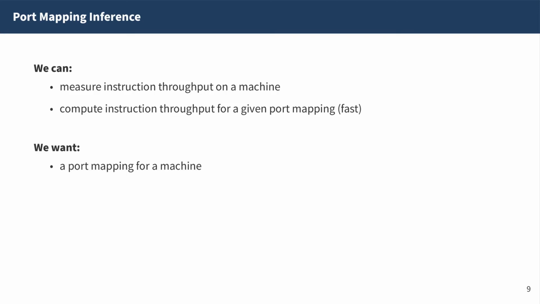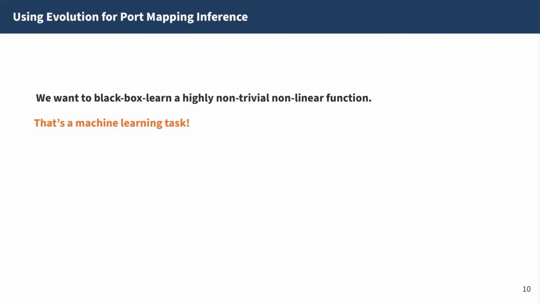We want to find a port mapping that explains the throughputs that we can observe on a machine. This problem might actually sound familiar to you. We basically need to black box learn a function, in the form of a port mapping, that maps instruction sequences to throughputs based on measured input-output examples. This is a classical machine learning task.